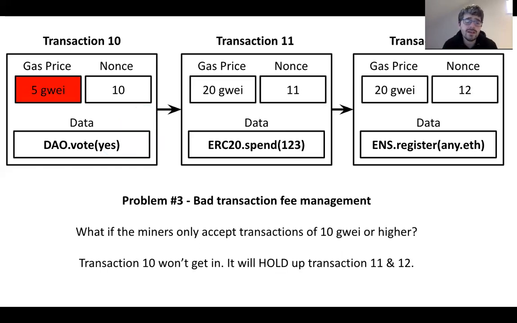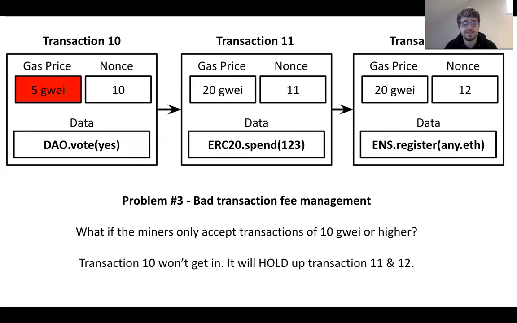Problem 3 is bad transaction fee management. So let's consider this very simple queue. We have transaction 10, transaction 11, and transaction 12. Now on the network, miners are only accepting transactions that pay a gas price of 10 Gwei or more.